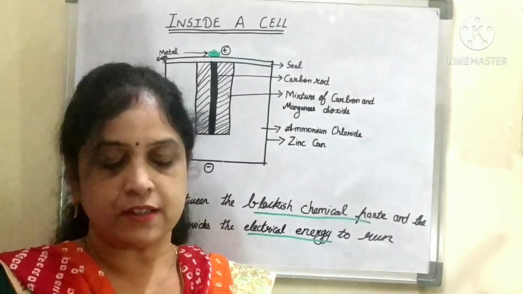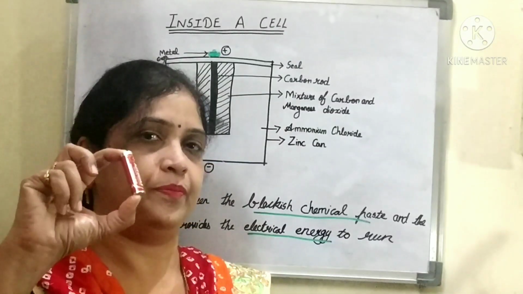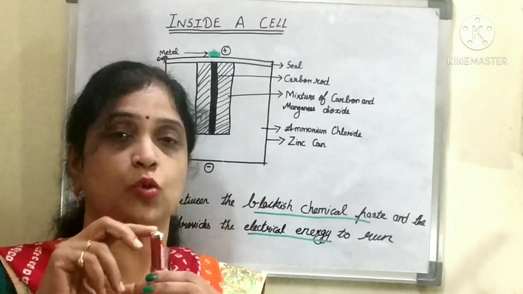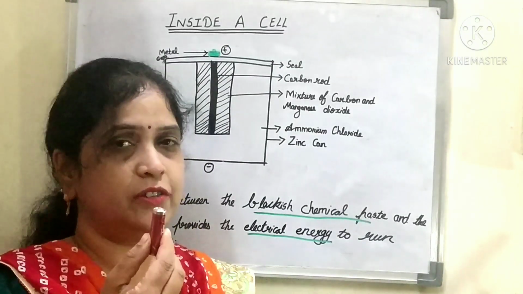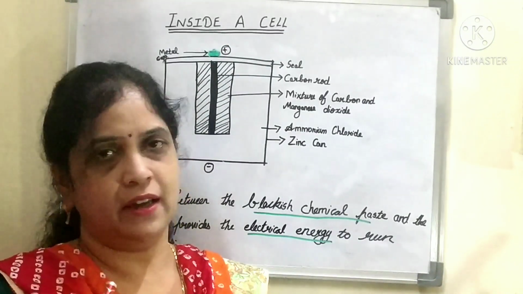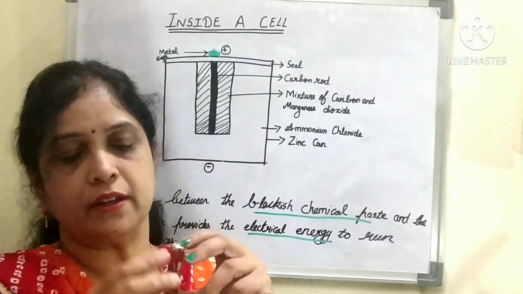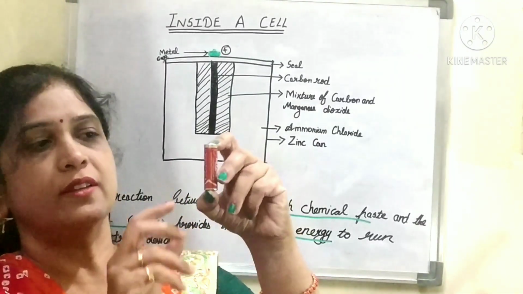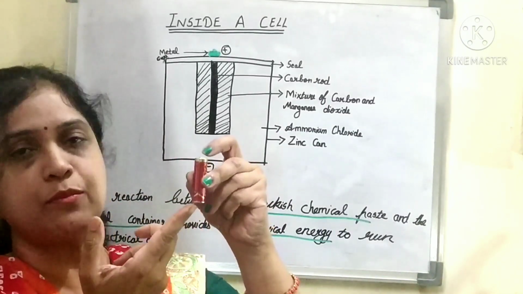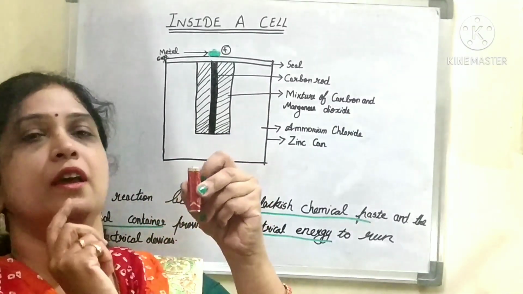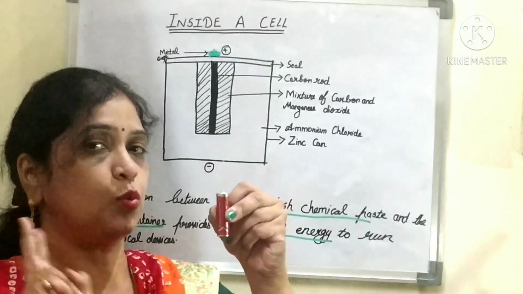Now, what is the definition of a cell? A cell is, simply put, a source of electrical energy. When we see a cell, you can see that there is a metallic cap above and a flat metal base. Every cell has two terminals.